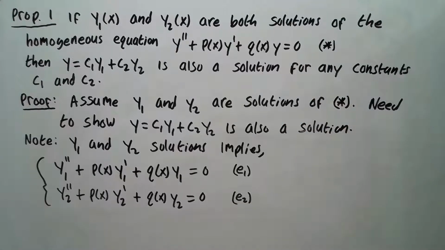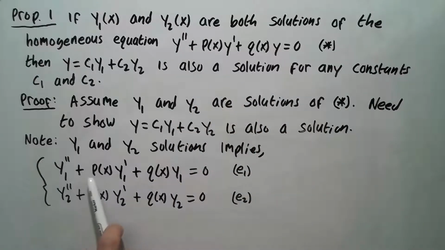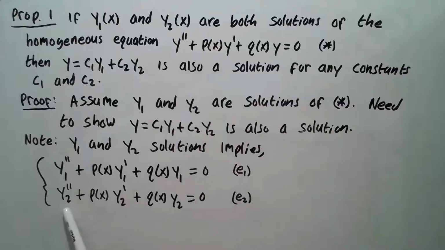So note here that y1 and y2 being solutions implies, when you put y1 in place of y up here, y1 double prime plus p of x y1 prime plus q of x y1 equals 0. And also when you put y2 in place of y up here, it should equal 0. So y2 double prime plus p of x y2 prime plus q of x y2 equals 0.